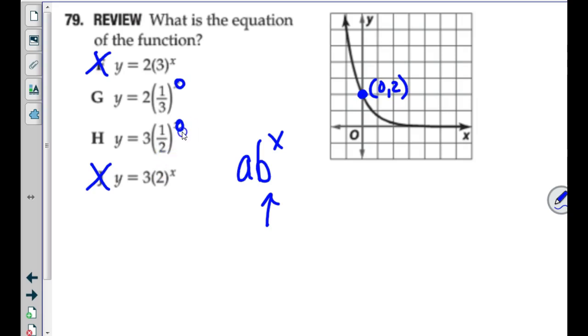Half to the 0 would be 1, right? 1 times 3 is that. G. Yeah.